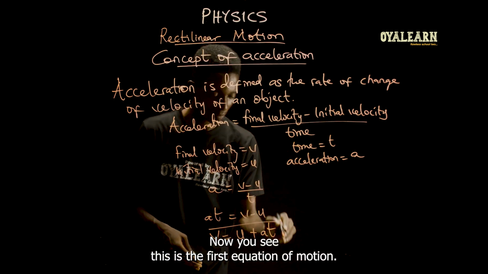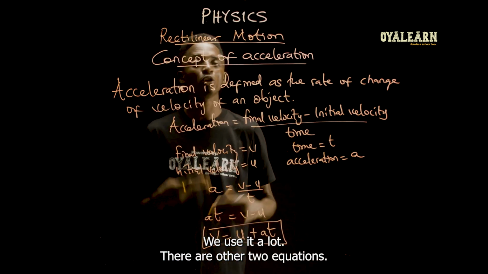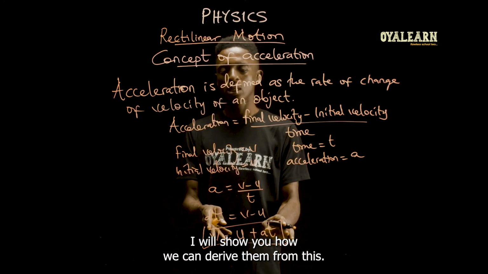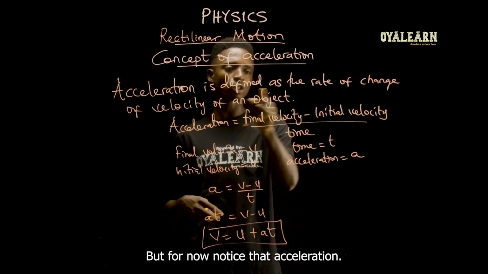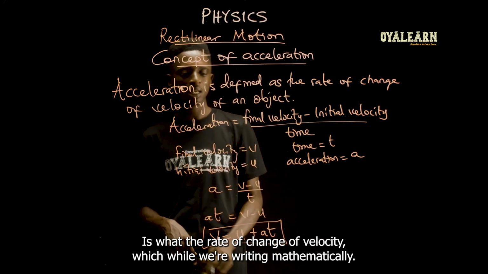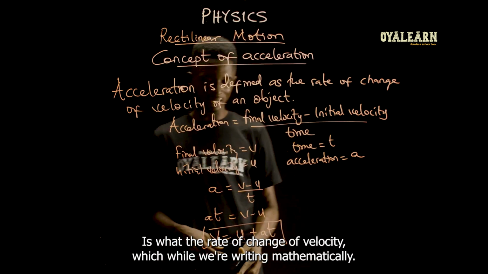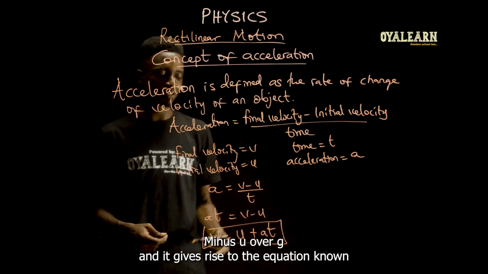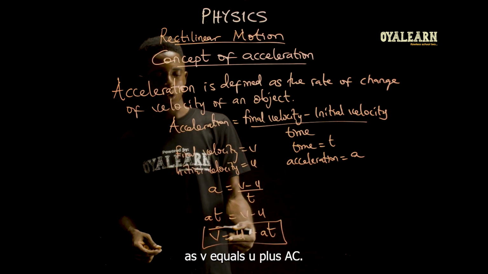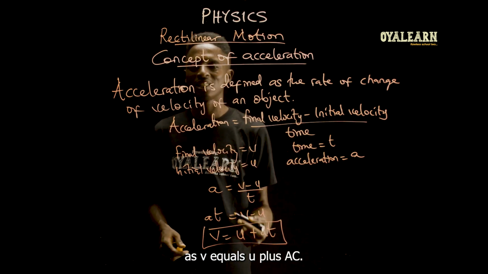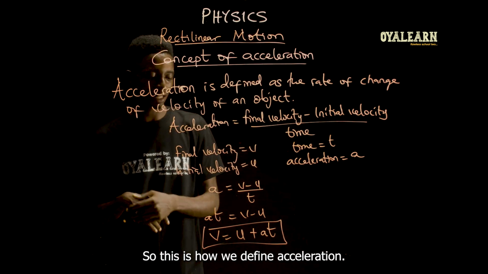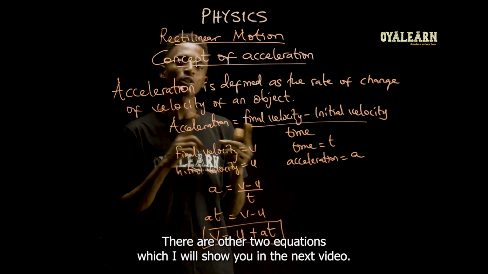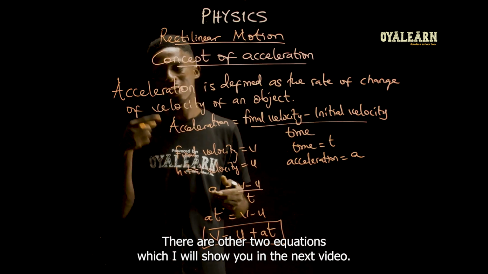Now you see this here is the first equation of motion. We use it a lot. There are other two equations. I will show you how we can derive them from this. But for now, note this, that acceleration is what? The rate of change of velocity, which when we write it mathematically, we'll say a equals v minus u over t, and it gives rise to the equation known as v equals u plus at. So this is how we define acceleration, and this is the equation we use to work with it. But please take note, there are other two equations which I'll show you in the next video.